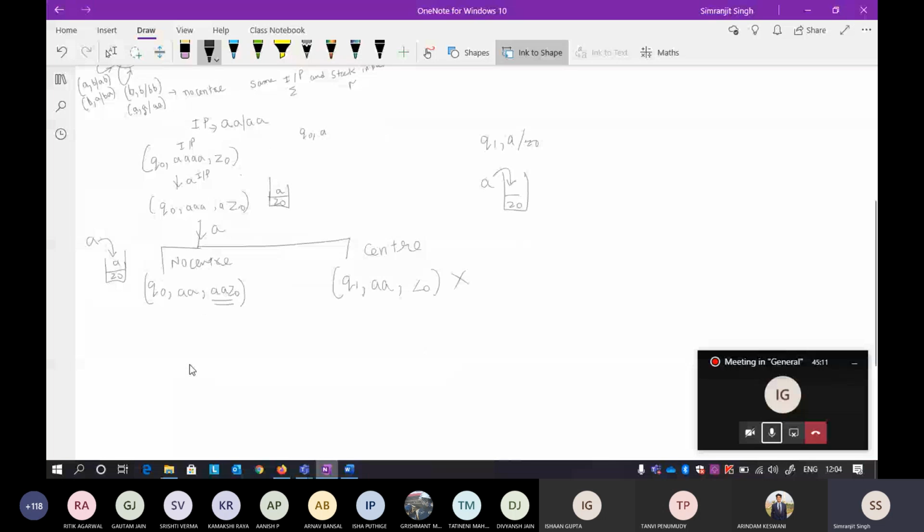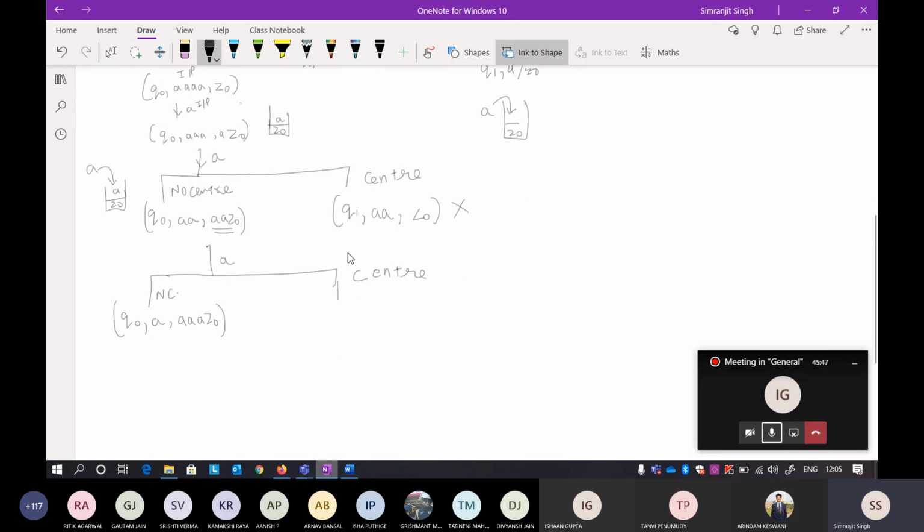So again there will be two possibilities here also. First, again the A will be consumed. Now it will assume that no center has come, and it will assume actually here the center has come. Now in this particular context, it will again push it, so it will stay at q naught and one input is consumed, so only one A is remaining and it will push triple A's on the Z naught. Now if it assumes that the center has reached, it will keep popping it. So it will reach q1.